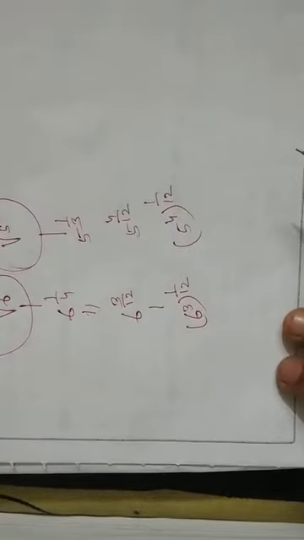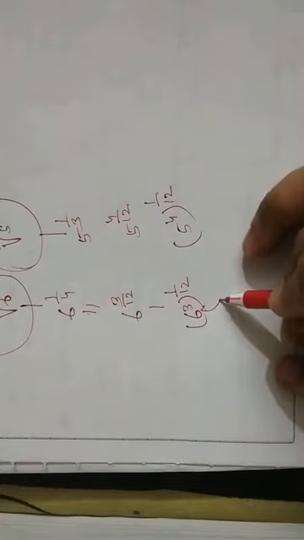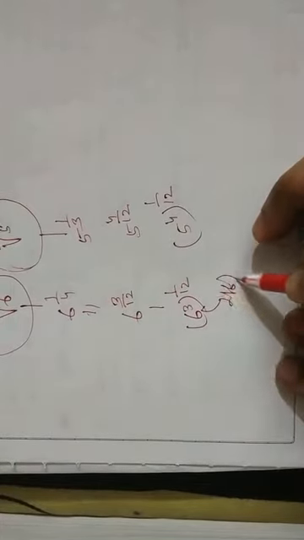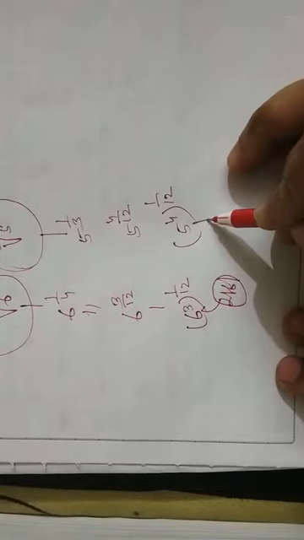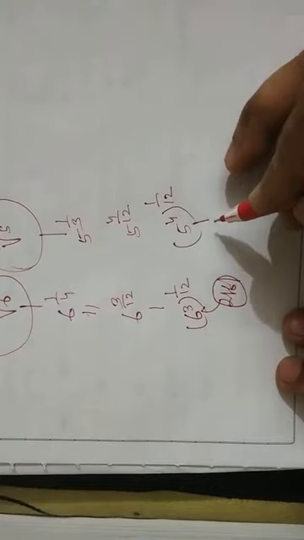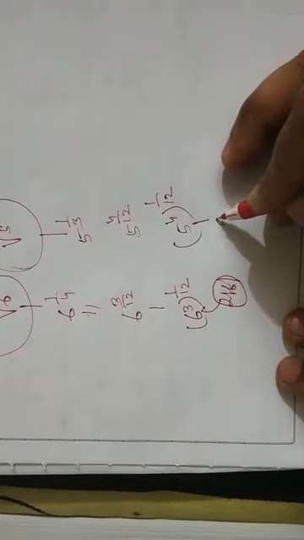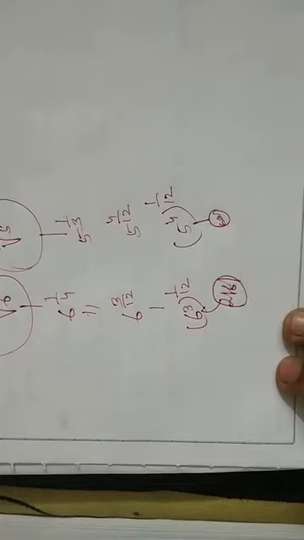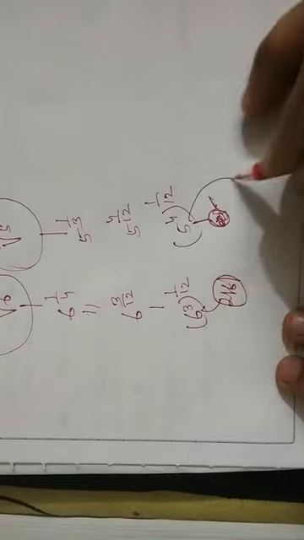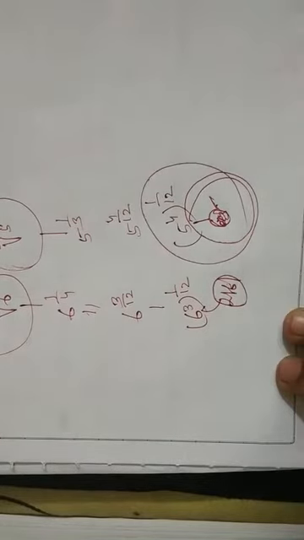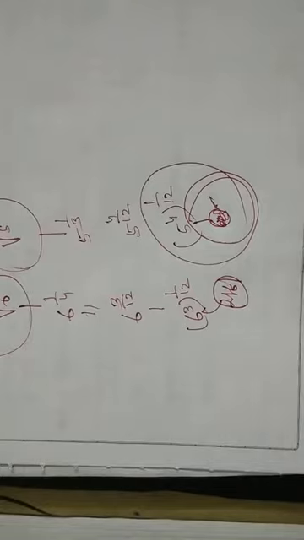Just tell me now, which is greater? What is 6 cube? 216. What is 5 to the power 4? Yes, 625. 5 to the power 4 is 25 into 25. So this is bigger. Getting the idea how to compare surds?